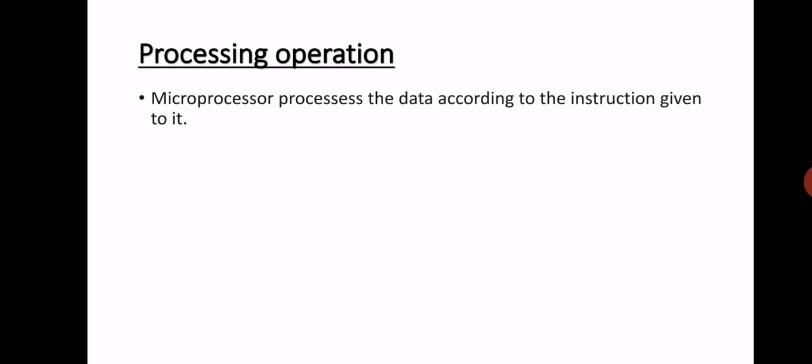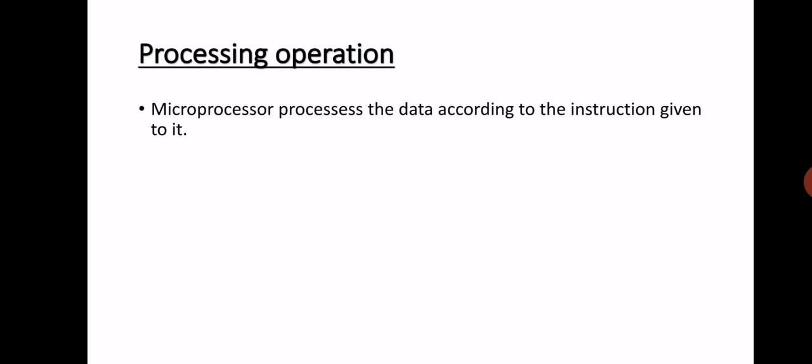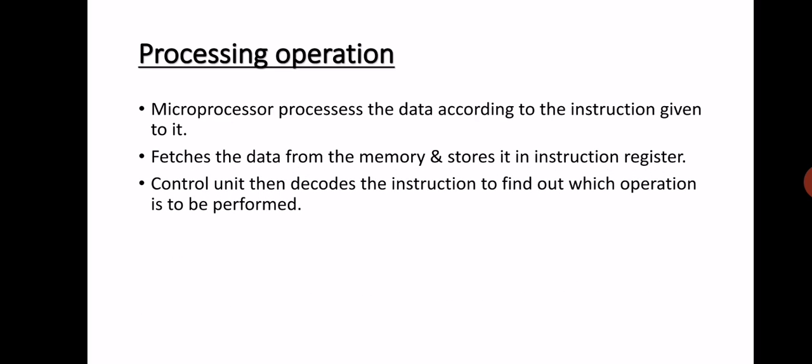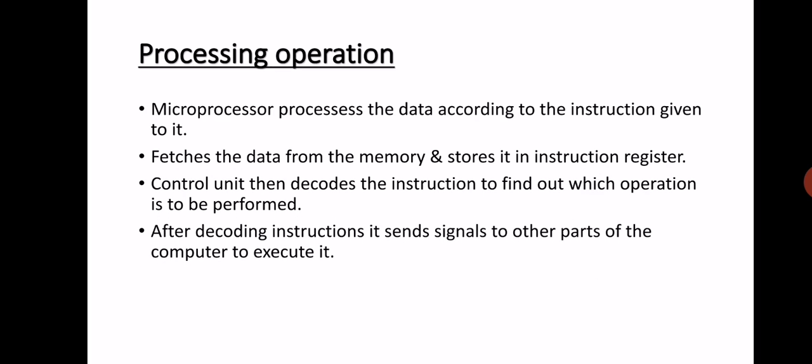The next step is processing. Microprocessor processes the input data according to the instructions given to it. Microprocessor fetches the data from the memory and stores it in the instruction register. Then control unit decodes the instruction to find out which operation is to be performed. After decoding instruction, it sends signal to other parts of the computer to execute it.